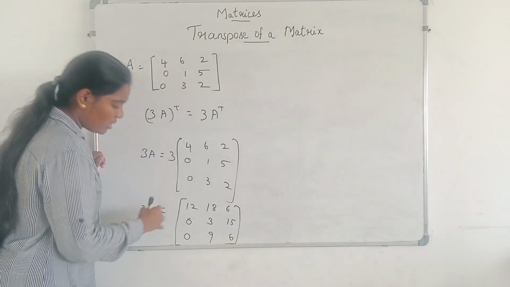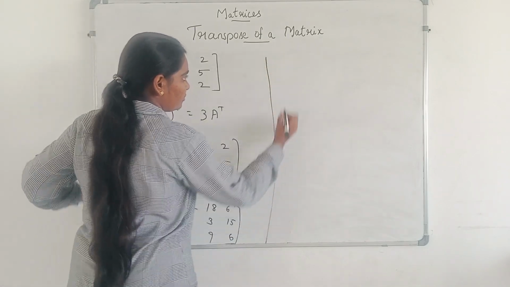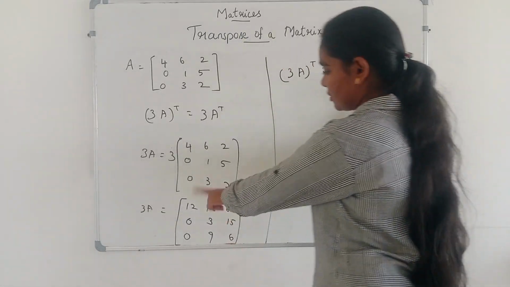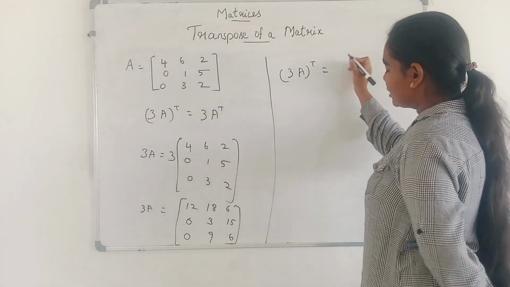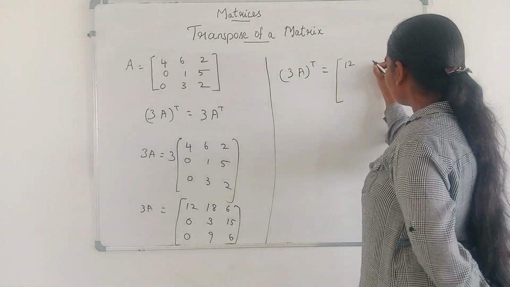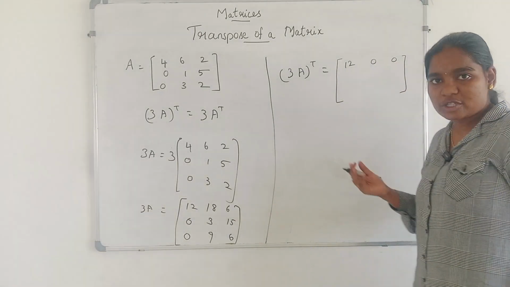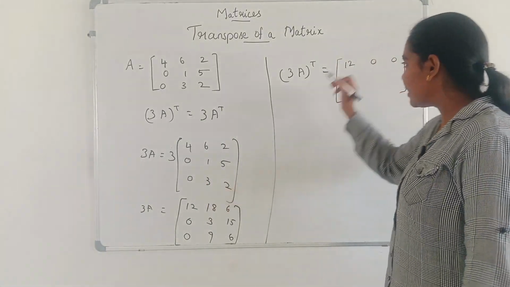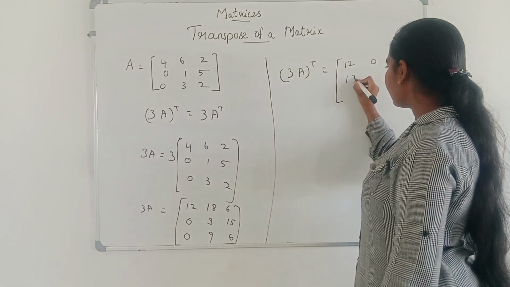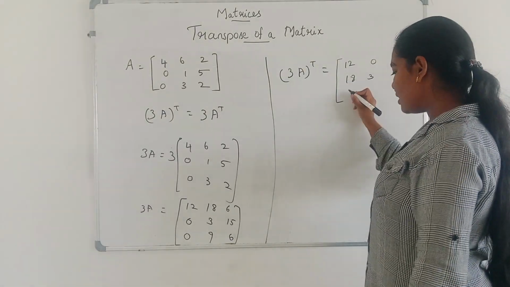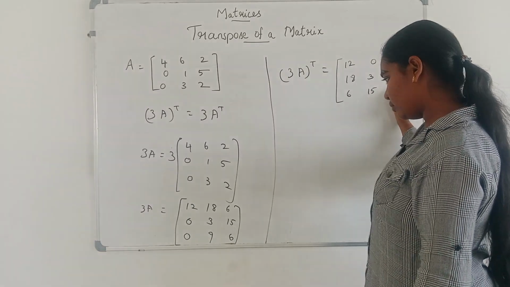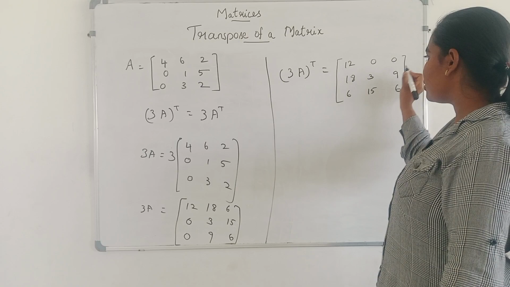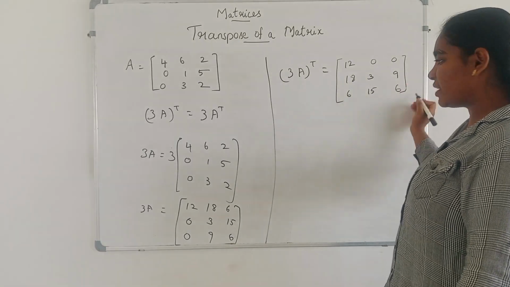So 3A, the whole transpose means, taking transpose for this. So while taking transpose, what you will get? 12, 0, 0. Transpose means interchanging the rows and columns. So this first column can be written as first row. Next, second column is second row, and third column as third row. So 3A, the whole transpose is 12, 0, 0, 18, 3, 9, 6, 15, 6.